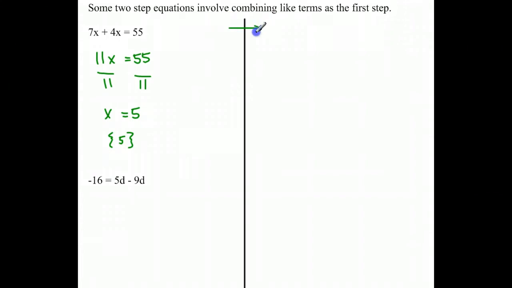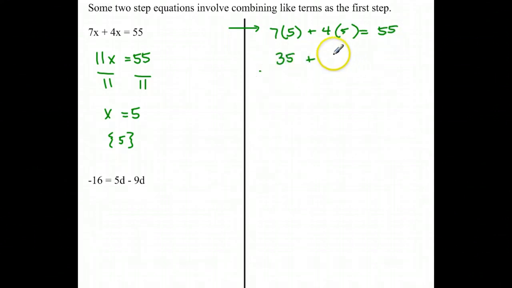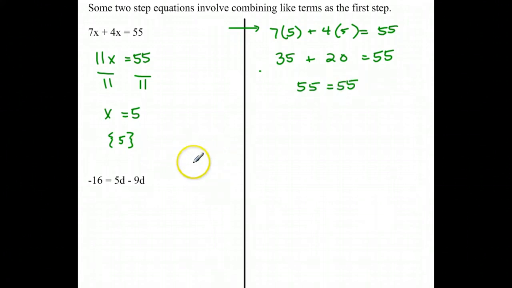And remember, I'm going to go back to my original problem. I'm not going to plug it into this part, but I'm going to plug it in here. 7 times 5 plus 4 times 5 should equal 55. 7 times 5 is 35. 4 times 5 is 20. 35 plus 20 will give me 55. So I know I've done my answer. I've gotten the correct answer.